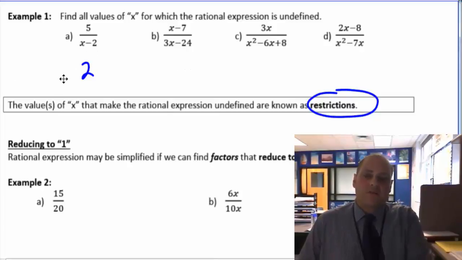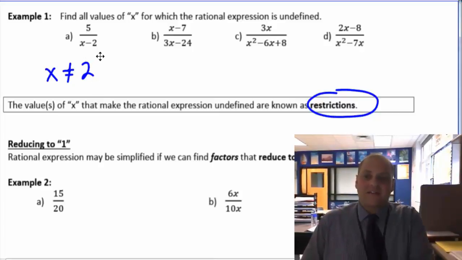So the way we're going to write that is we're going to say x cannot equal 2. X cannot equal 2 for this fraction, because if it does, the fraction has no meaning at all. It's undefined, because 2 minus 2 is 0. We'd have a 0 in the denominator.